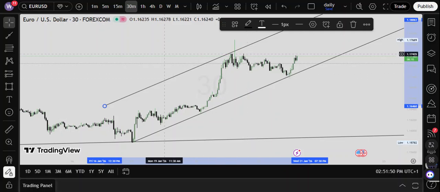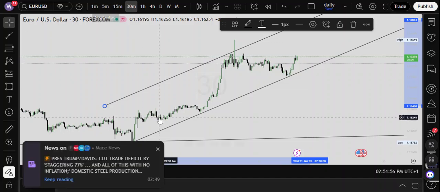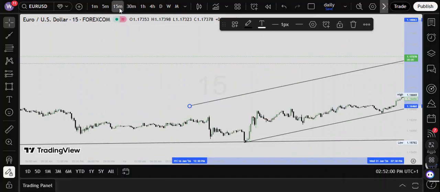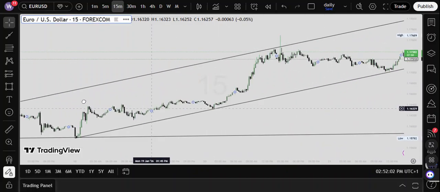After this is done, you can scale down to your 5-minute time frame or your 15-minute time frame to look for an entry. Now let's scale down to the 15-minute time frame. Let's look for an entry.